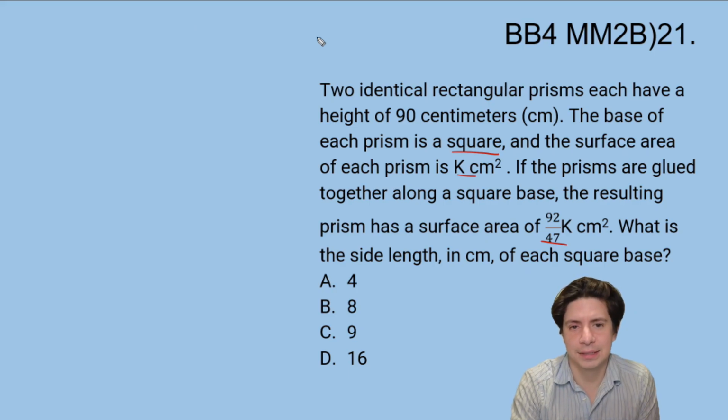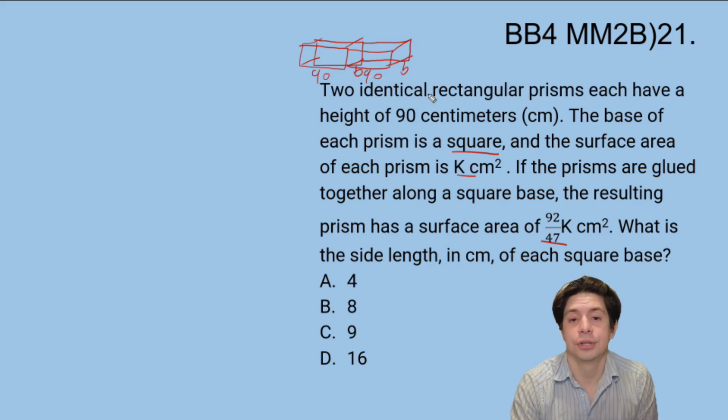So I'd like to visualize this to start, right? So we have a rectangular prism. Well, we have two, but let's just do one right now. It has a square base, so let's call each side length B, and then it has a height of 90, okay? And then it's getting joined to another one that's identical. Again it's going to be 90, again B.